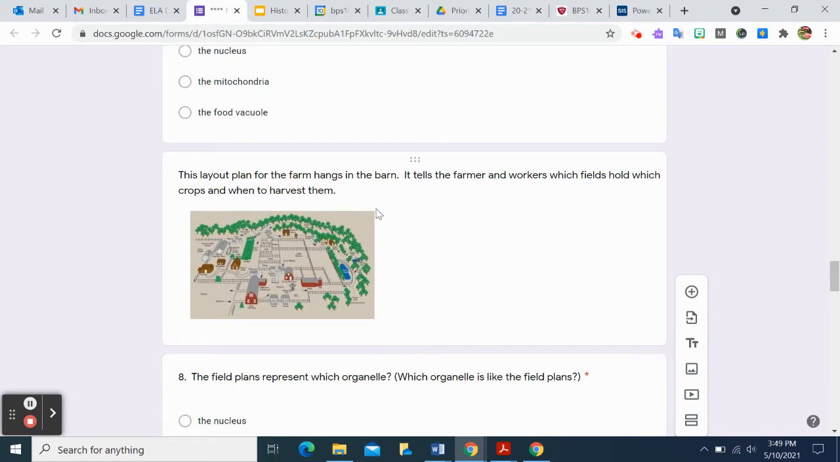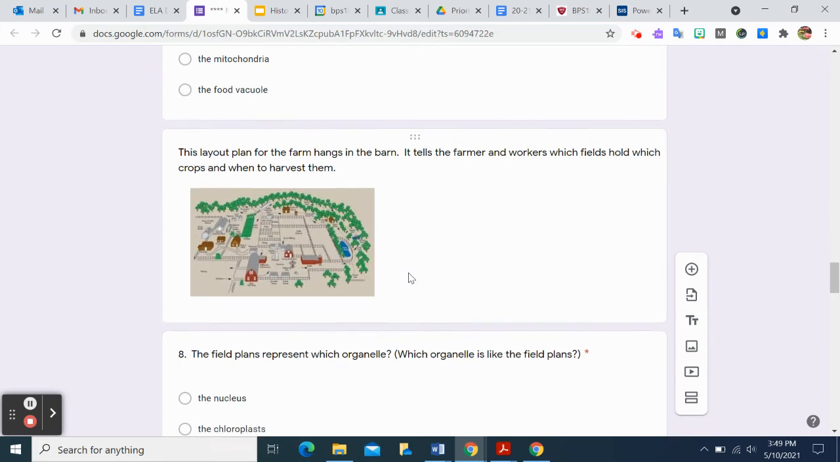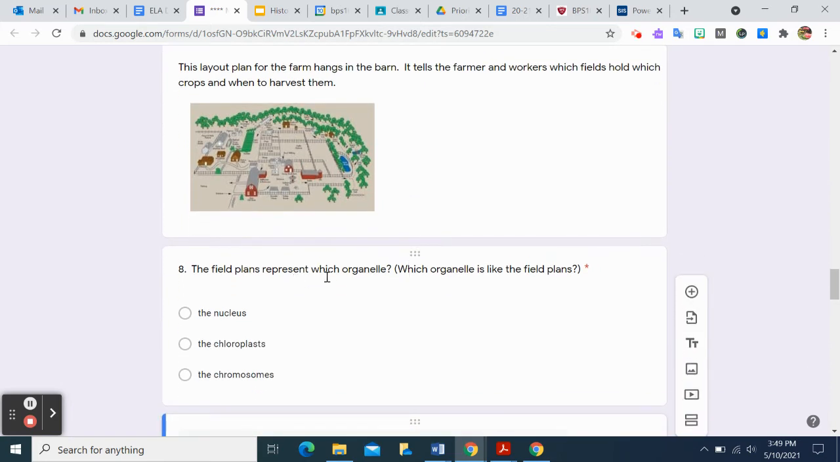This layout plan for the farm hangs in the barn. It tells the farmer and workers which fields hold which crops and when to harvest them. The field plans represent which organelle? Is it the nucleus, the chloroplast, or the chromosomes? Which one of these tells the farmers and workers which fields hold which crops, when to harvest them? Which one of these is like that?